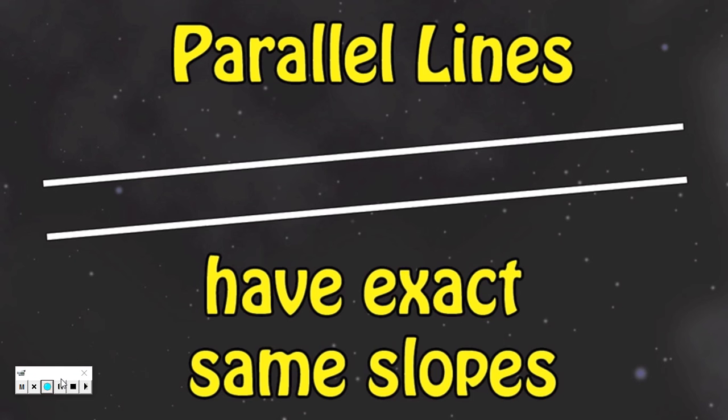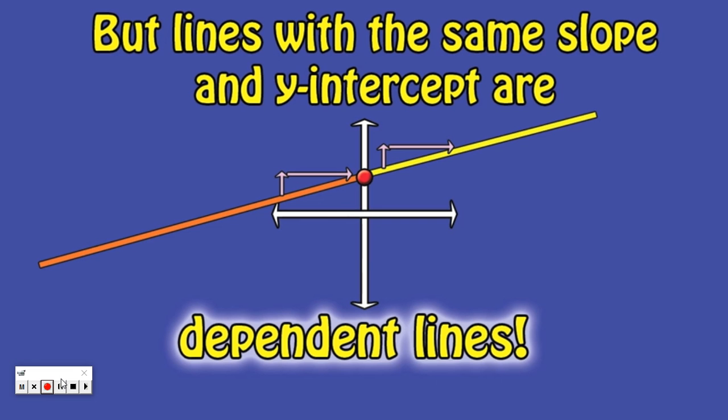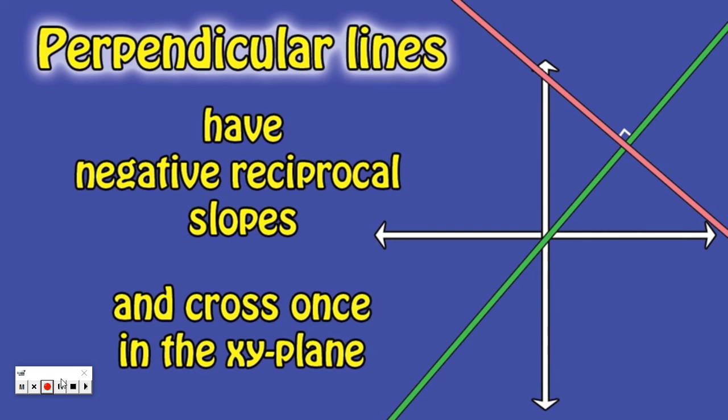Parallel lines have the exact same slopes. They're also called inconsistent lines. They'll never intersect. The lines with the same slope and the same y-intercept are dependent lines. They coincide. Perpendicular lines have negative reciprocal slopes across one single xy plane.